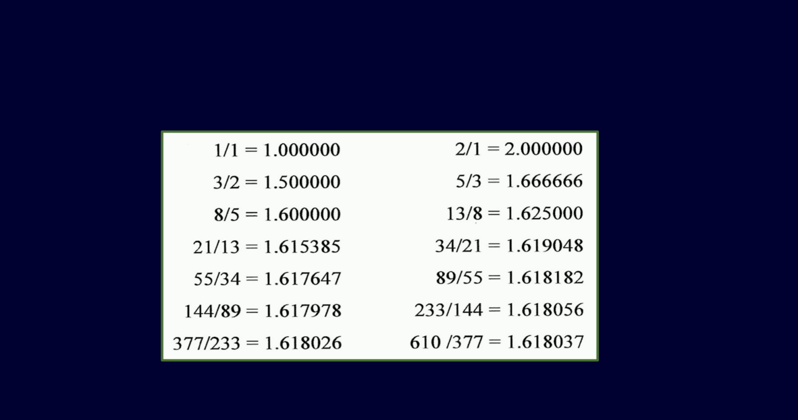But what has all this to do with the golden ratio? In the early 17th century, Kepler considered the ratios of successive Fibonacci numbers. These ratios, 1 over 1, 2 over 1, 3 over 2, etc., appear here in 2 columns. And as he discovered, those in the left-hand column increase towards the golden ratio, while those on the right decrease towards it, and their common limit is indeed phi.